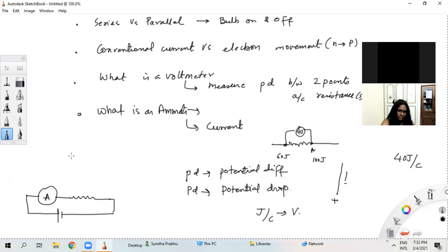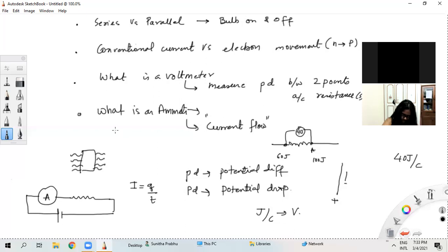A water flow meter tells how much volume of water is going through it: 1 liter went through, 2 liters went through, 3 liters went through, like that. This water flow meter is measuring the rate of flow of water. Like that, the ammeter keeps track of the electrons that are moving across it in a given time. So basically it is measuring the rate of flow of charge, or the current flow. And the way an ammeter is connected, it is always connected in series.